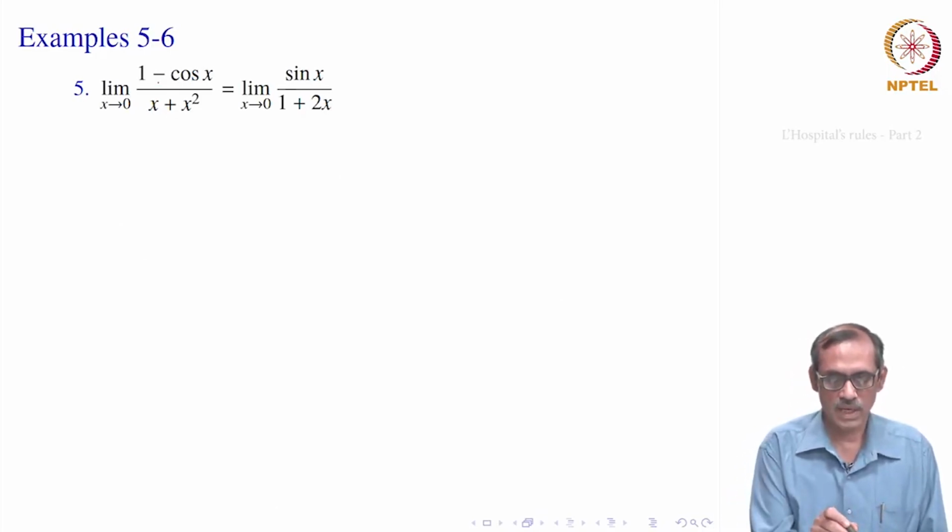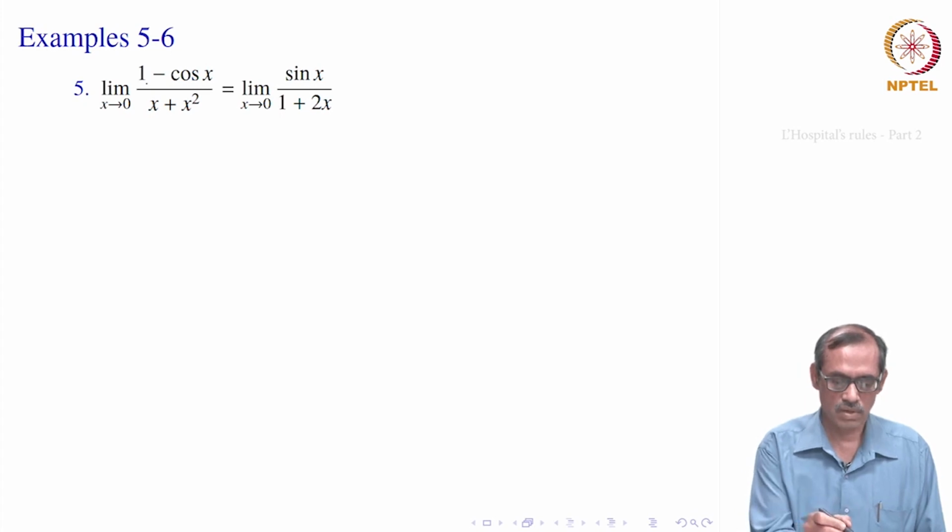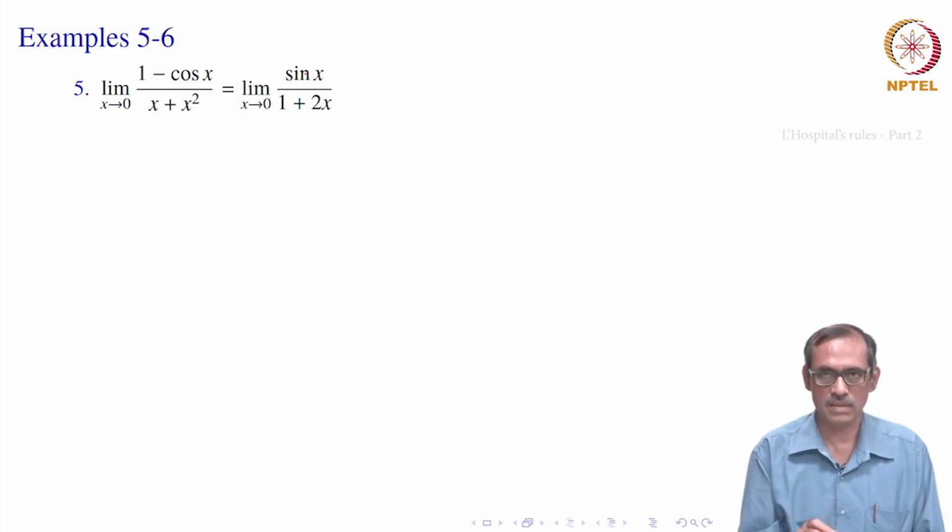Here we have the numerator 1 minus cos x, denominator is x plus x square, as x goes to 0. As x goes to 0, the numerator is 1 minus 1, that is 0, and the denominator is 0. So, we can apply L'Hopital's rule. Differentiating, 1 is 0, minus cosine x gives sin x. Then x plus x square gives 1 plus 2x.